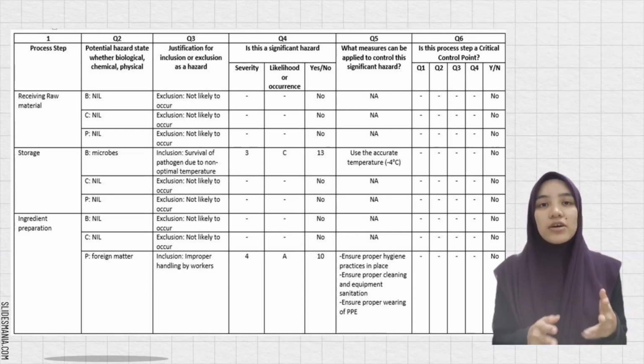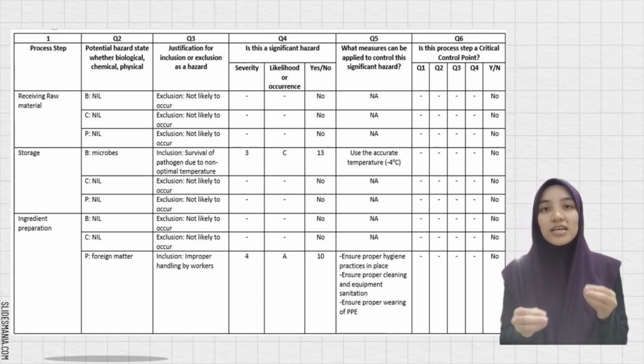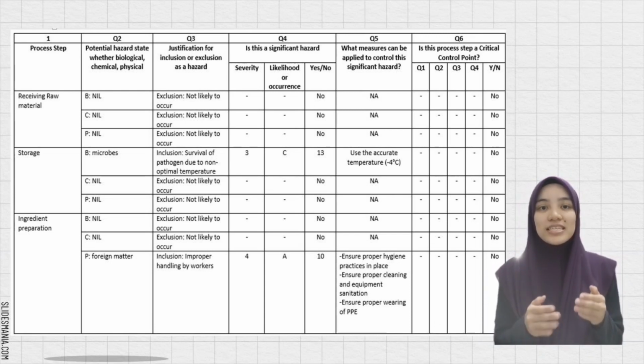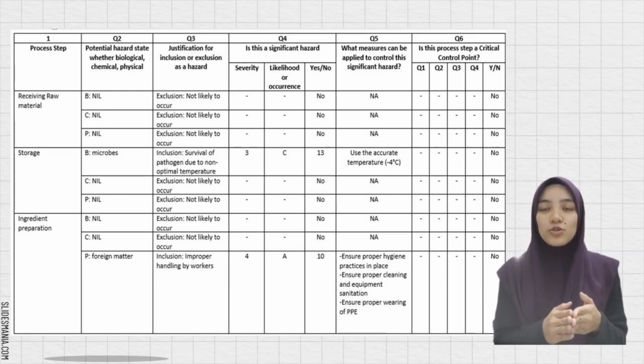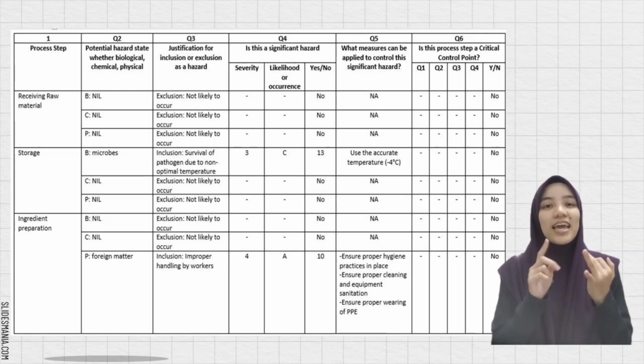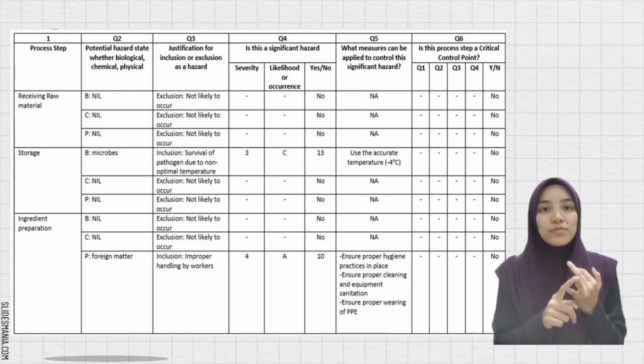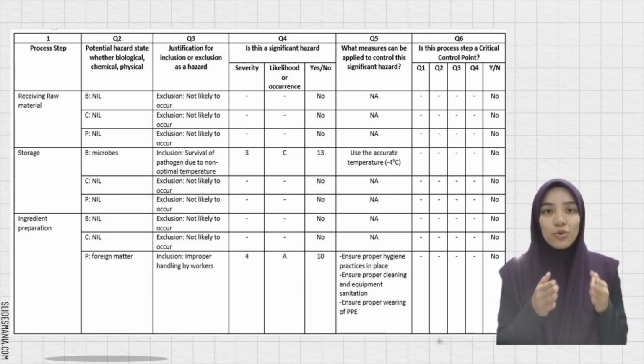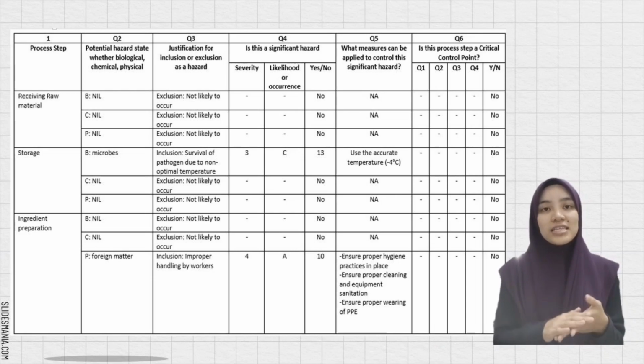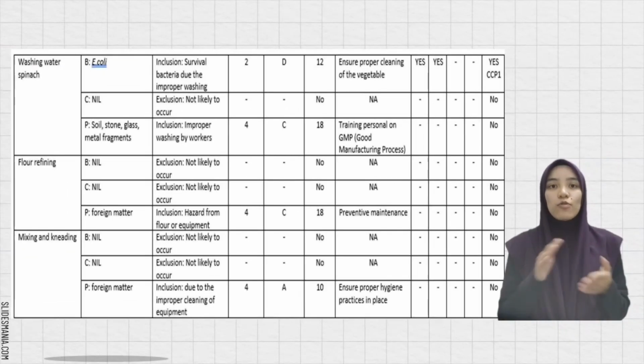So the hazard found is a physical one, which is foreign matter due to improper handling by the worker. The severity is 4, which generates a customer complaint, and the likelihood is type A, a common occurrence. To control this hazard, we need to ensure proper hygiene practices are in place, ensure proper cleaning and equipment sanitation, and ensure proper wearing of the PPE. Because the storage and the ingredient preparation is not necessary for the product safety, there is no critical control point on this step. The next step is washing water spinach.